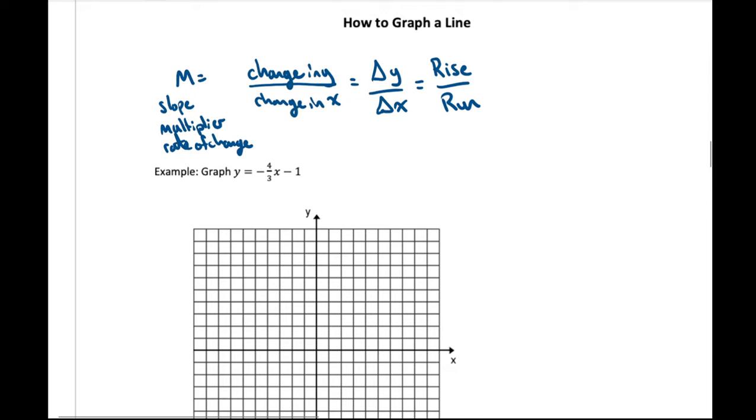Essentially, rise refers to how far up or down, and run refers to how far left or right. So basically it's giving us directions on where to go to get to a point.